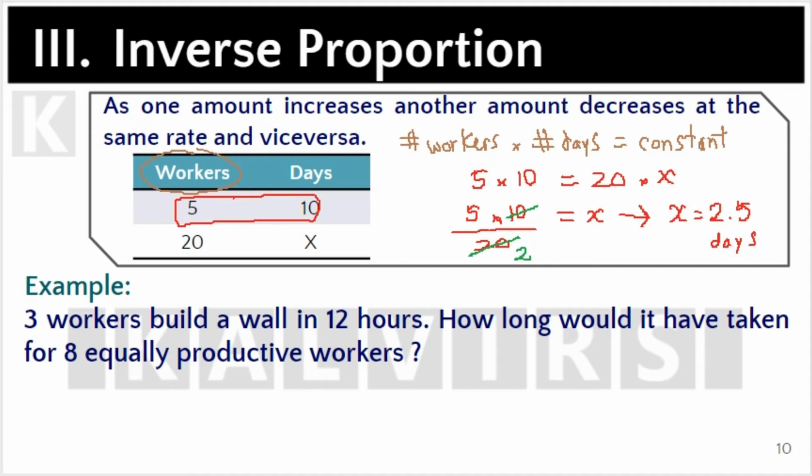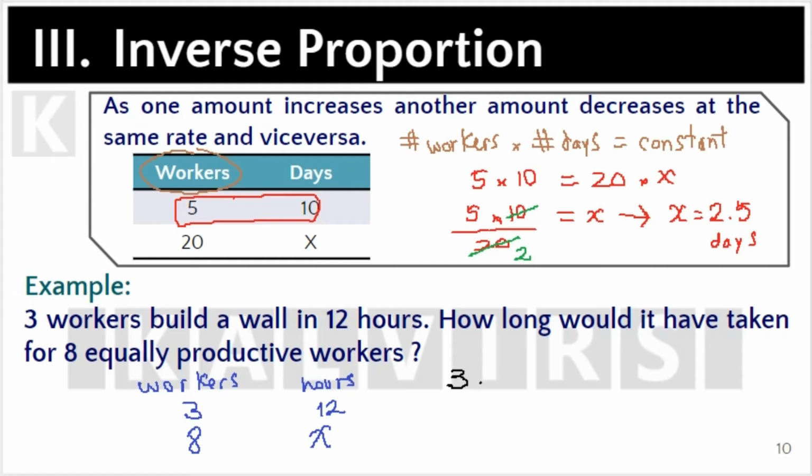For the example shown below, 3 workers built a wall in 12 hours. You have workers and hours. How long would it have taken for 8 equally productive workers? How many hours would it have taken for 8 workers to do the same job? So, workers and number of hours are inversely proportional. Therefore, their product is a constant.